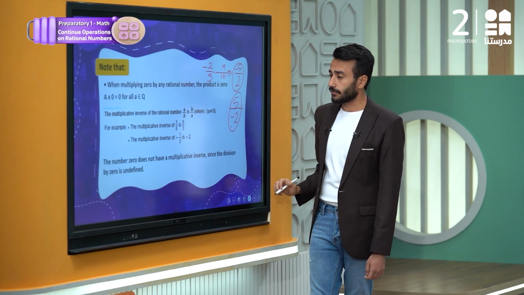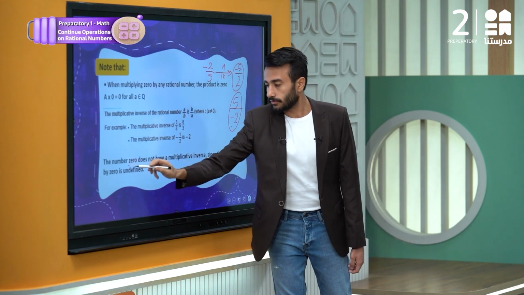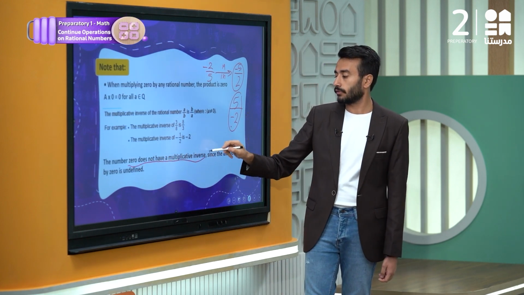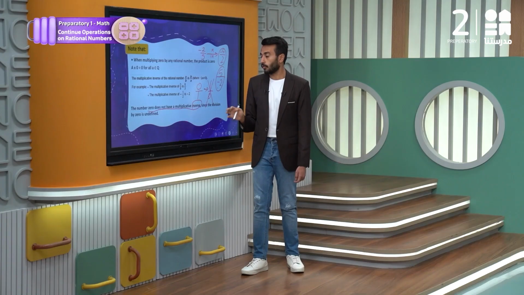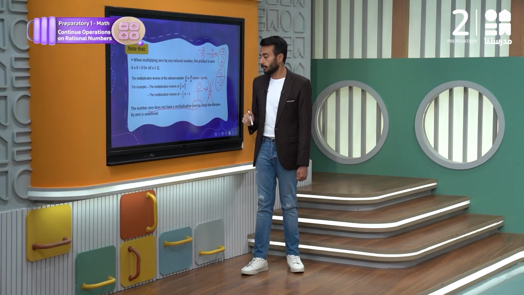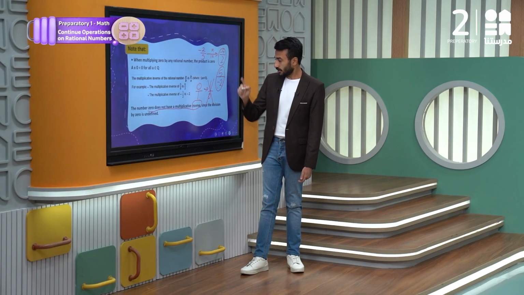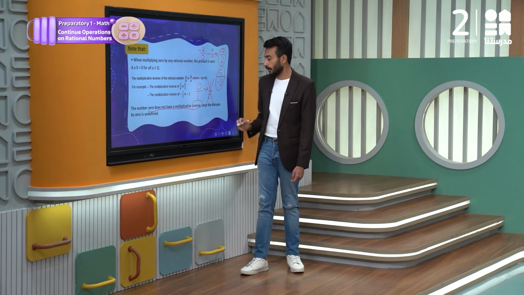At the end we have a special case. 0 doesn't have a multiplicative inverse. Why? To find a multiplicative inverse of a number, we said before, make it a fraction, like 0 over 1. If you inverse this fraction, it will be 1 over 0, and there is no number divided by 0, or there is no answer for a number divided by 0. So 0 has no multiplicative inverse.